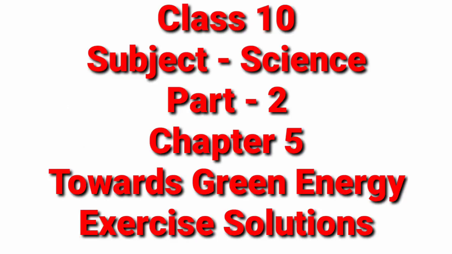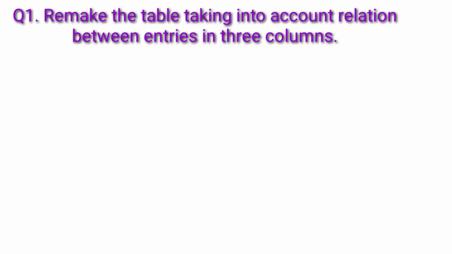Today we will see class 10 subject science part 2 chapter 5 towards green energy exercise solutions. So question 1, remake the table taking into account relation between entries in 3 columns.